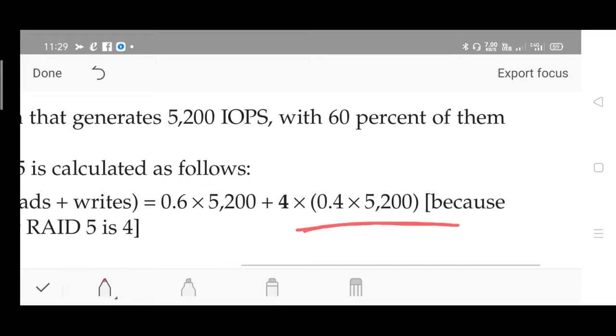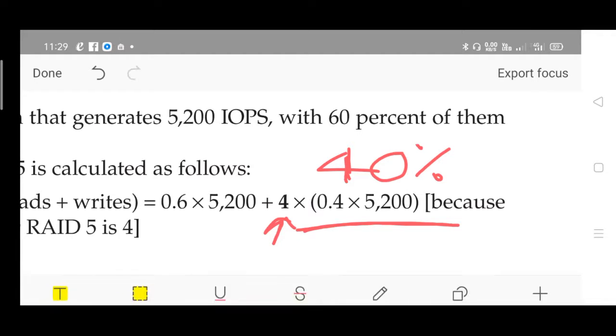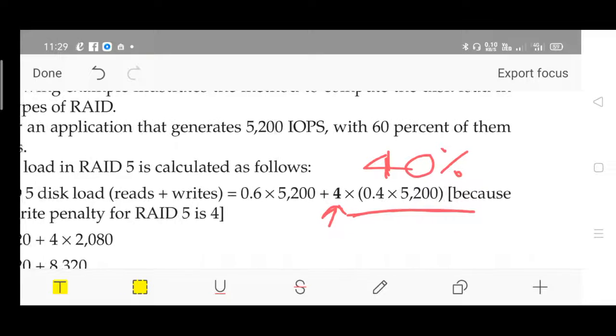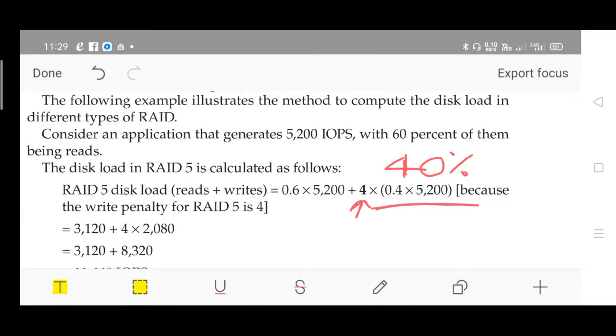So 60% of the overall IOPS belongs to read, and the remaining 40% belongs to write operation. But along with the write operation, you need to multiply by the multiplication factor, the write penalty. You go through the description, because the write penalty for RAID 5 is 4. Four additional steps you need to perform whenever you are updating the data on the drive.